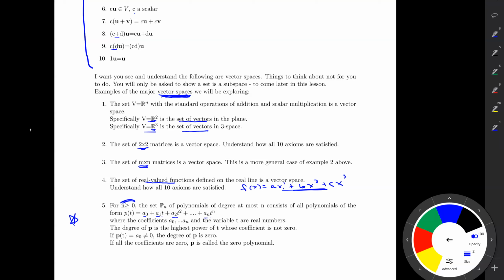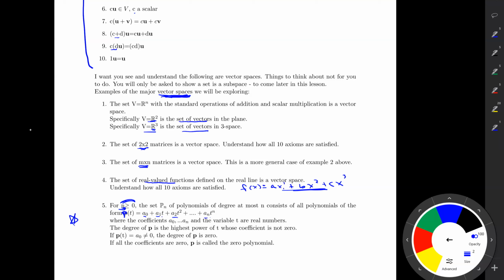The exponent on the t. And then the coefficients, the a's, they're all real numbers. And the variable t can be real numbers. Okay, so the degree of the polynomial, the degree of p, sorry, this should be capitalized because it's a vector. So I'll put capital and I'll put a p hat on top of it. This vector p, the highest power of t, that's the degree.